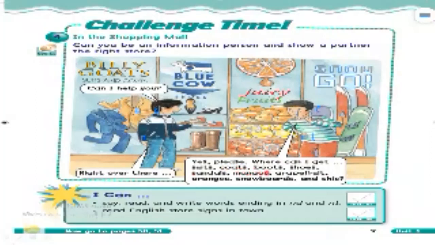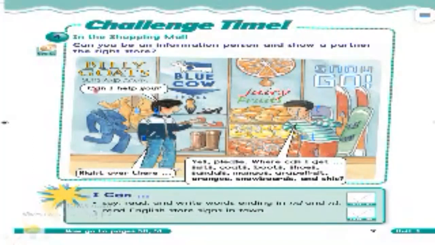Boots, shoes, sandals, mangoes, grapefruits, oranges, snowboards, and skis. So he's asking, where can I get all of this? By listening to all this, what are we going to say about it? Right over there. We're going to say right over there. So this is the correct way to answer this question.